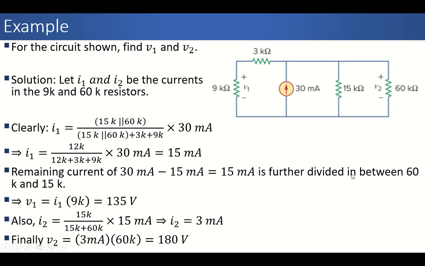Now finally we have V2. According to Ohm's law, V is equal to IR. So this will be equal to 3 milliampere multiplied by the resistance of 60K. This will be 180 volts. So these are the values of V1 and V2.